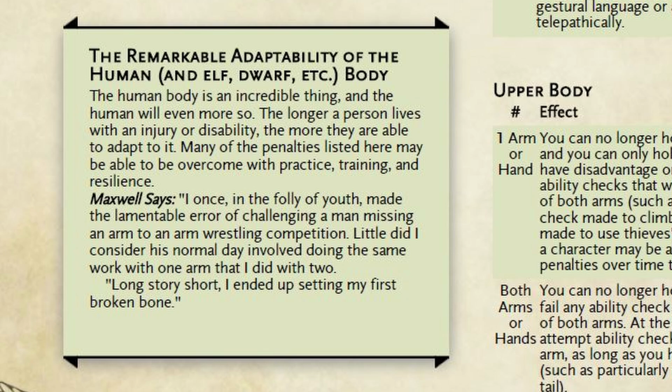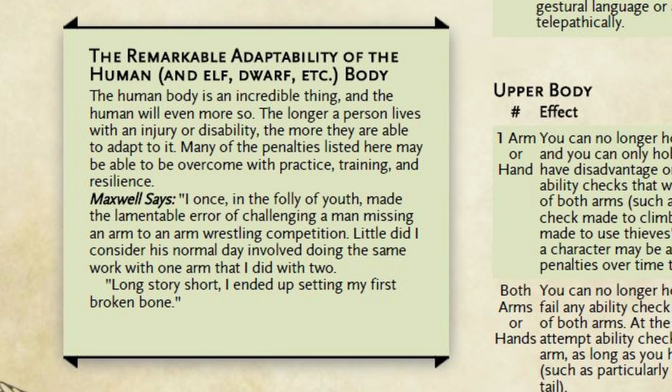Maxwell says, I once, in the folly of youth, made the lamentable error of challenging a man missing an arm to an arm wrestling competition. Little did I consider his normal day involved doing the same work with one arm that I did with two. Long story short, I ended up setting my first broken bone.